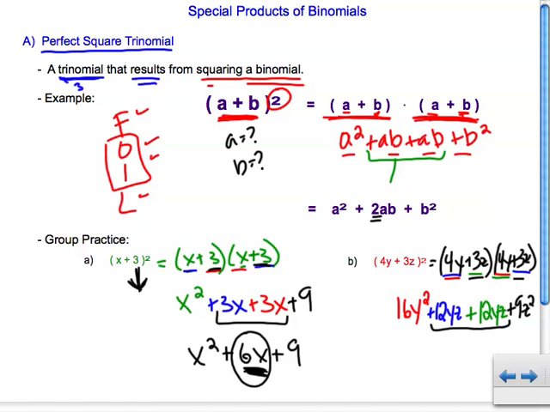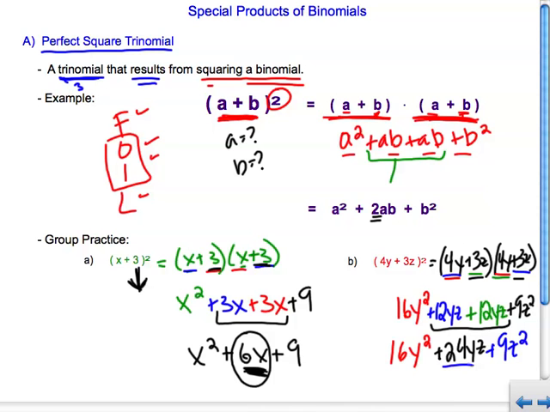Okay, so what's happening? Let's see, 16y squared. I guess I'll do this one in black. Plus 24yc. Okay, so I'm ready. If you're not ready, go ahead and press pause, but I'm ready.